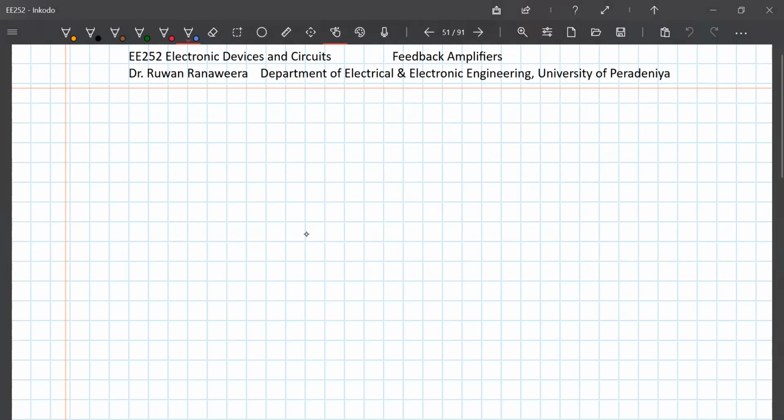Let's take the first one, which is the voltage amplifier. So this is a series shunt circuit. Series shunt. So this is a voltage amplifier. Okay, voltage series feedback. So the output is a voltage. You feed it back in series. That's basically what voltage series feedback means.